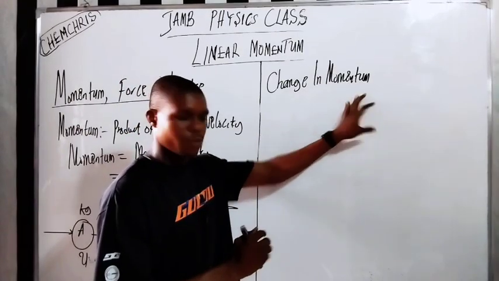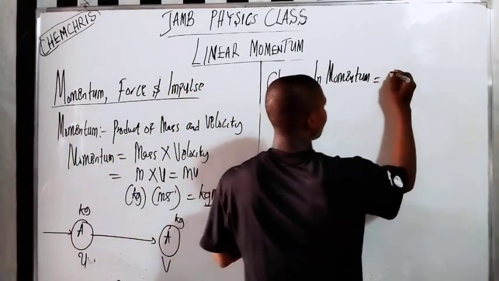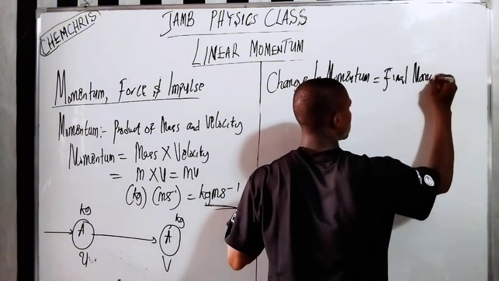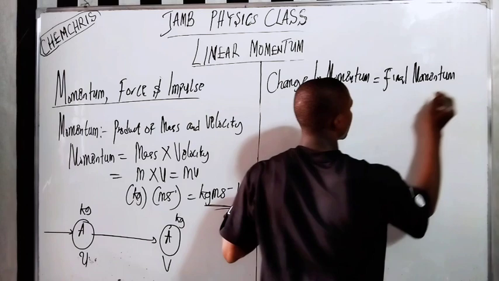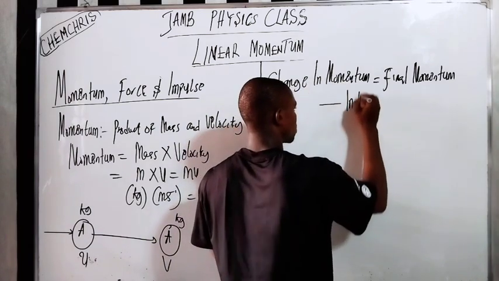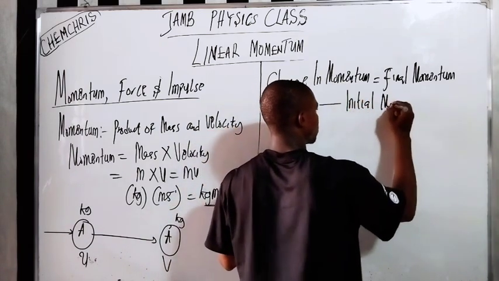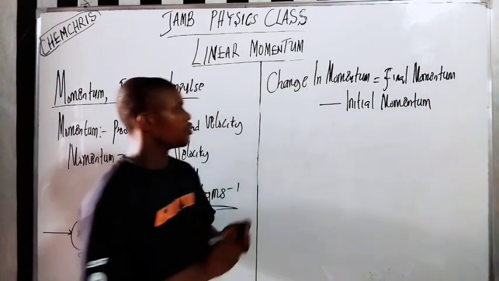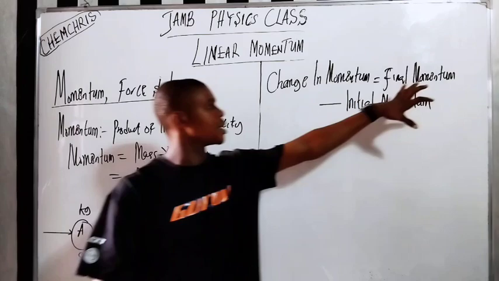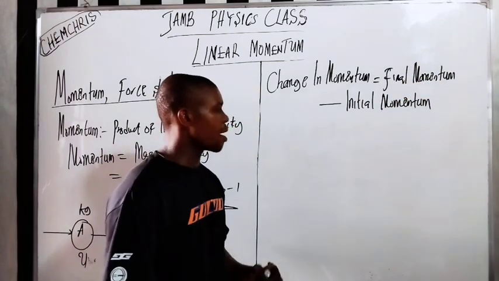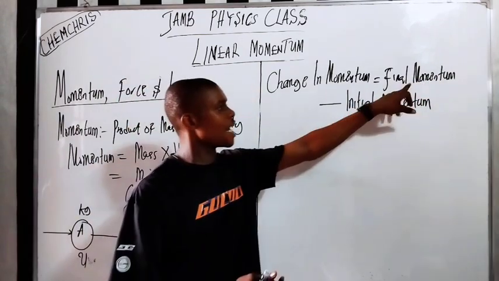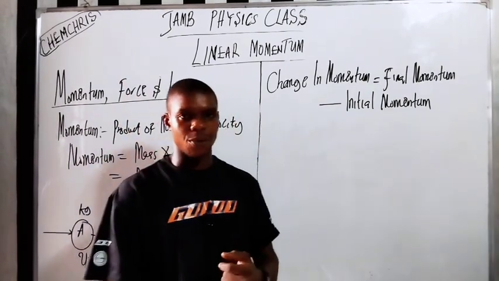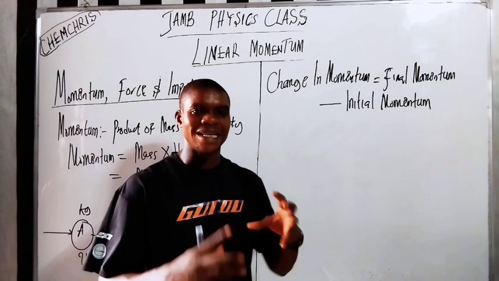Change in momentum equals what? Final momentum minus initial momentum. Is it okay? Change in momentum equals final momentum minus initial momentum. Now remember, final momentum goes to our final velocity, and initial momentum goes to our initial velocity. The mass remains the same.